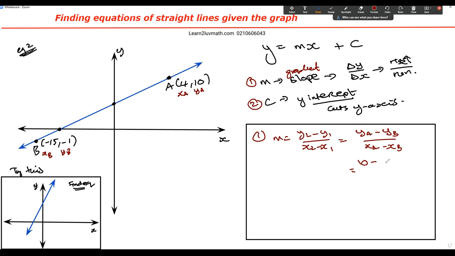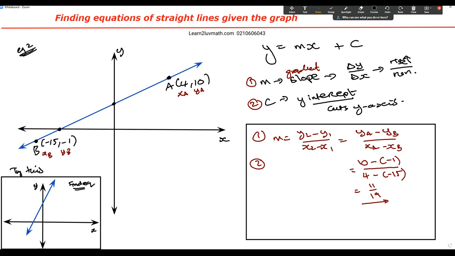So I got 10 minus, and then yb is minus 1, xa is 4, and xb is minus 15. And we've got to pay attention to signs here. This is going to give me 10 minus 1 minus 1 gives me 11, and 4 minus 15 gives me 19. So there we go. That's my gradient, and I'm now done with this first part.